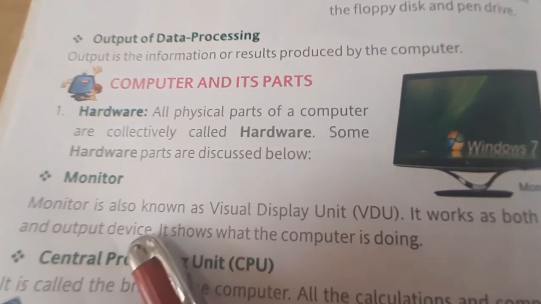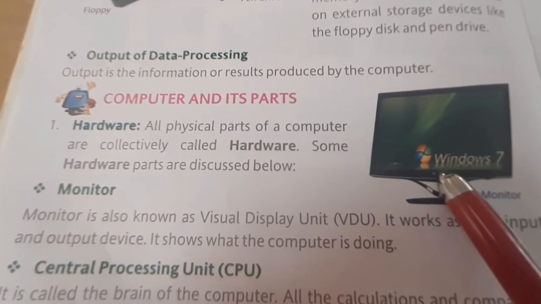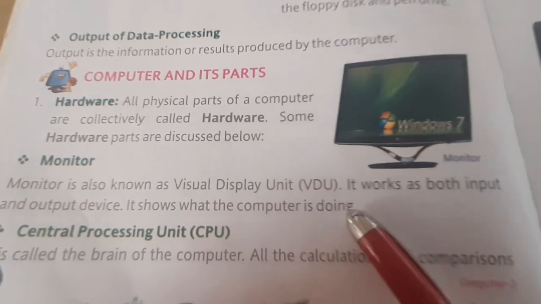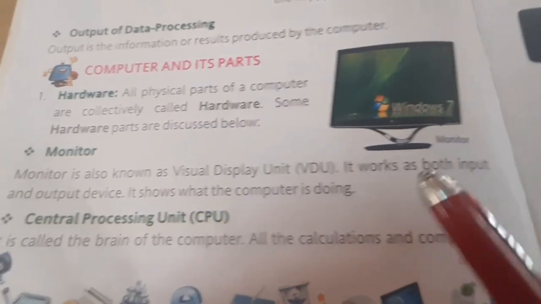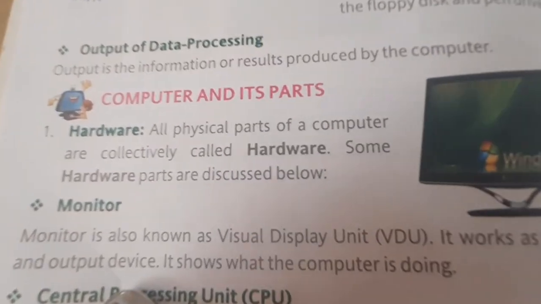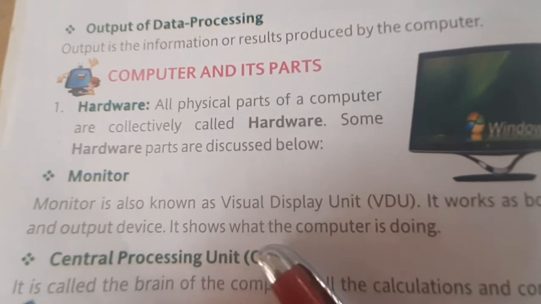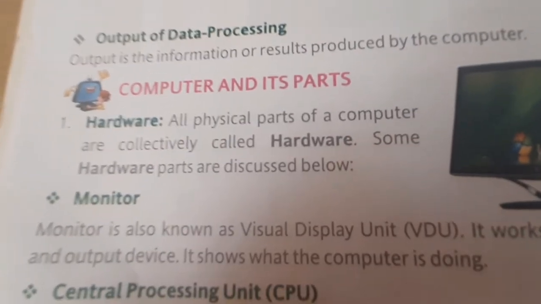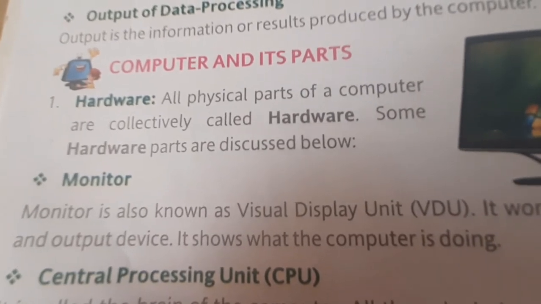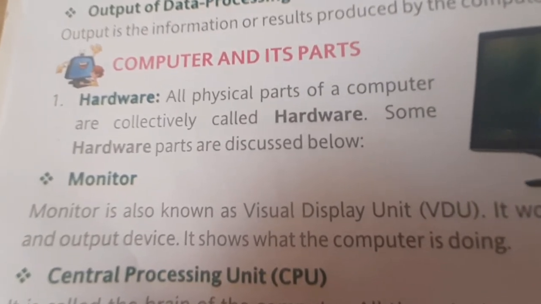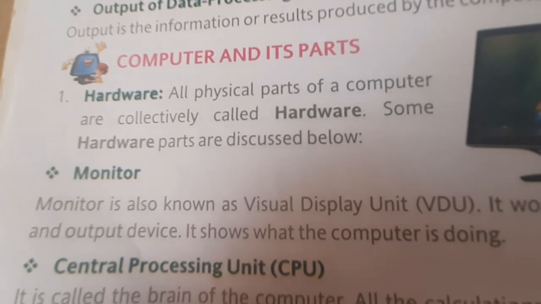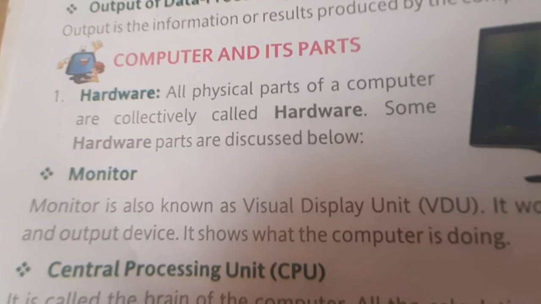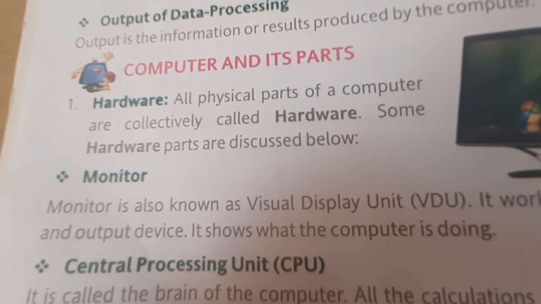First is monitor, a very important part because without it we cannot do anything. Monitor is also known as visual display unit, that is video. It works as both input and output device. It shows what the computer is doing. Suppose if monitor is not there, we cannot see what we are entering, what the computer is doing, what information we have got. So practically it is not possible to work on the computer without video or monitor.